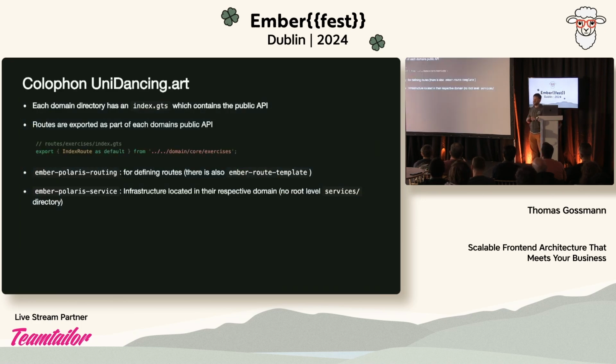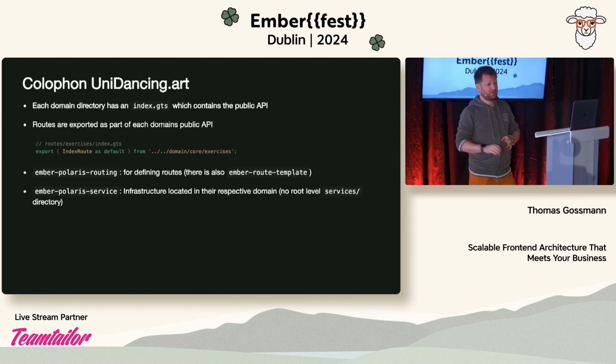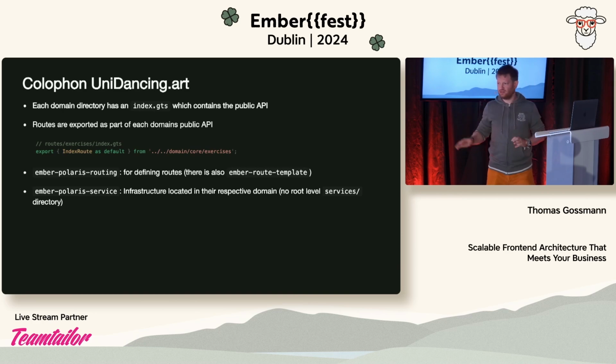Now, the first thing you see in these domain directories is that each of these folders has an index.js file, and that's the gateway into them. So they only export what we need in the outside world, and not more. Routes are also exported with this, for a bit of technical reasons. It feels like a V1 add-on, and then we use these routes in the routes folder. And I went a bit experimental here with Ember Polaris routing. There's also ember-route-template and ember-polaris-service. And the latter allows me to have services in the local folder of the domain itself, so not splattered in the root services directory.